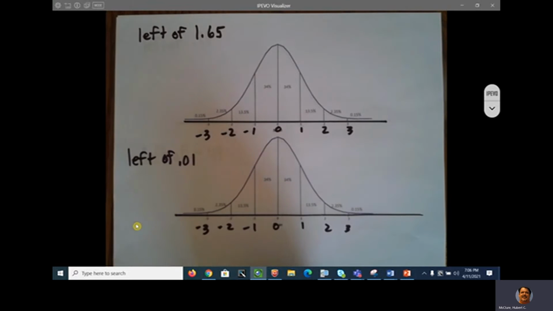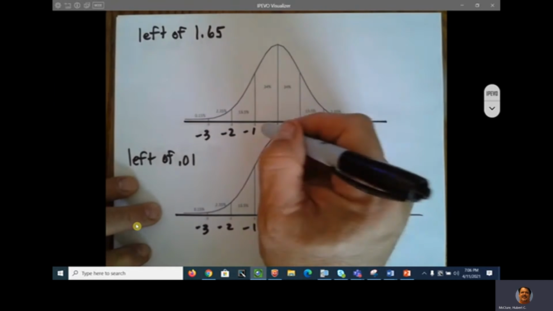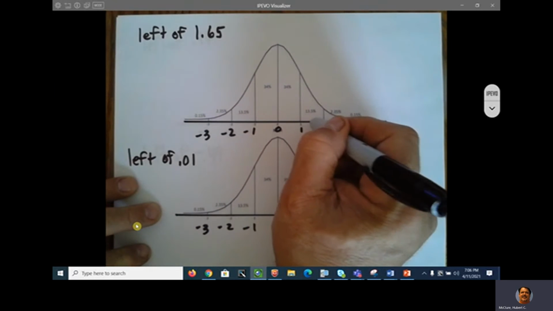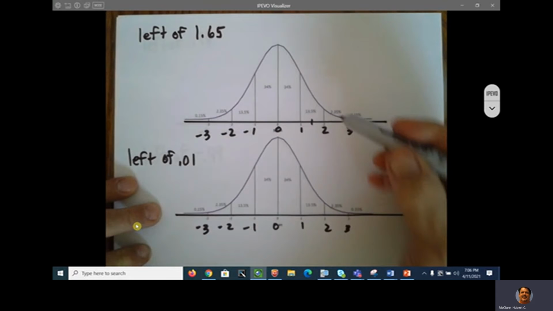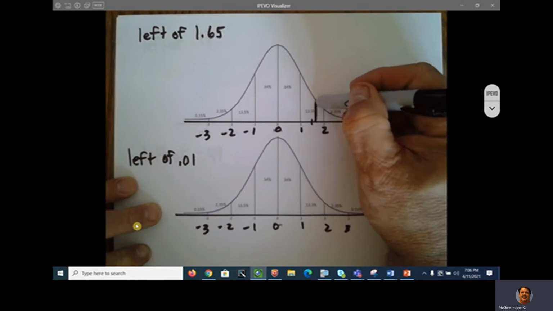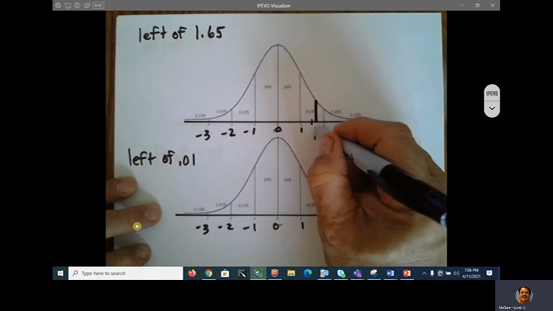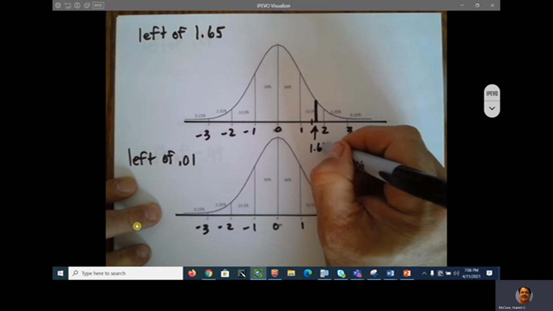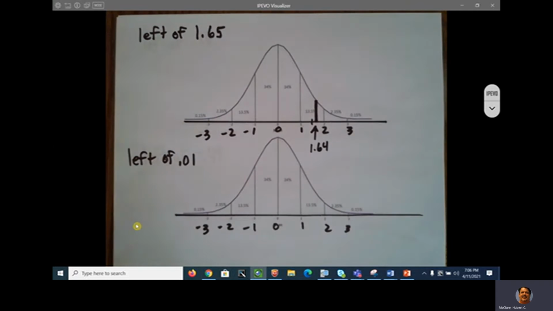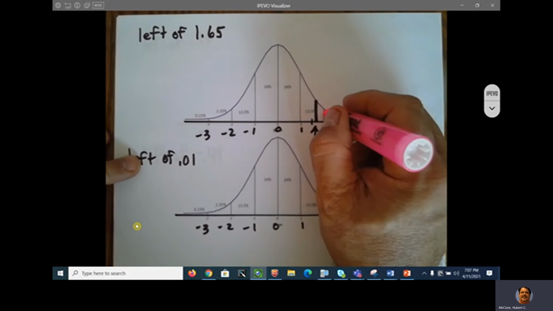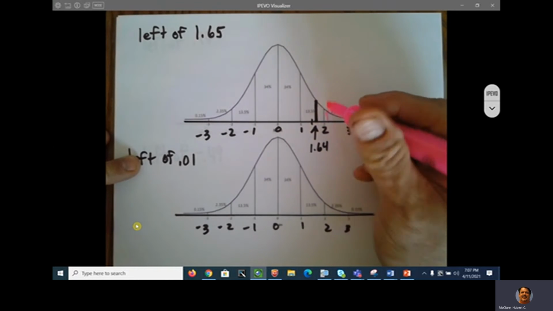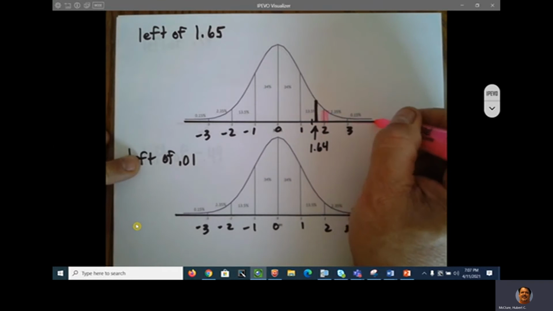Left of 1.65. Well, 1 is right here. There's 1.5. So 1.65 is going to be right about there. And that means we're going to highlight. Now, I'm going to go ahead and highlight my areas that are unusual, just like we always do.